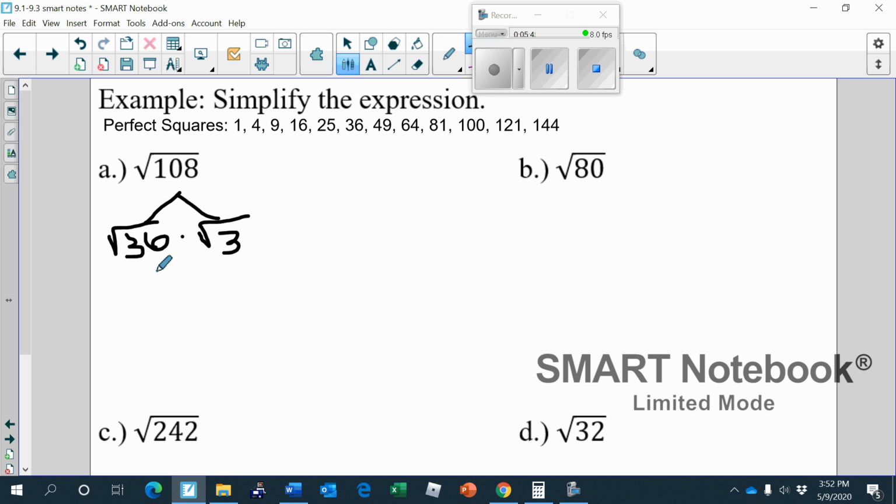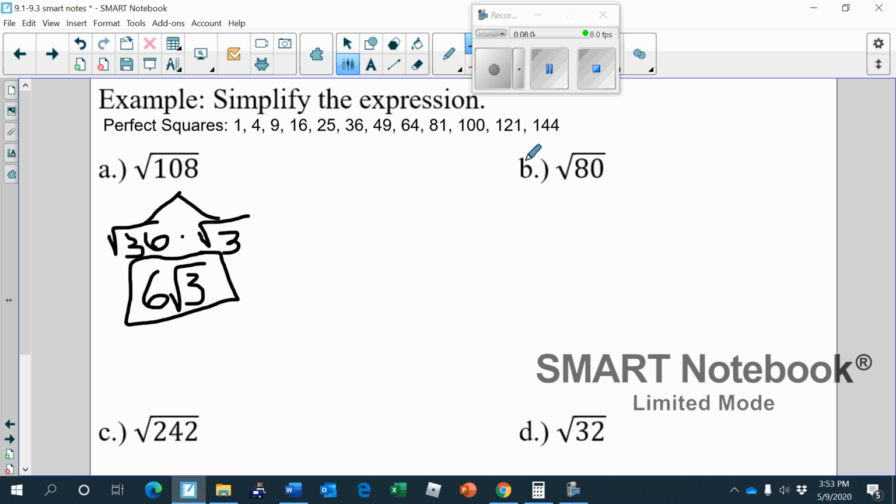Now we know the square root of 36. You got it. The square root of 36 is a plain old 6. And then what's left over? The square root of 3. So if you don't have a perfect square under the square root originally, this is what your answers are going to look like. They're going to be a nice number, and then they're going to be a square root.